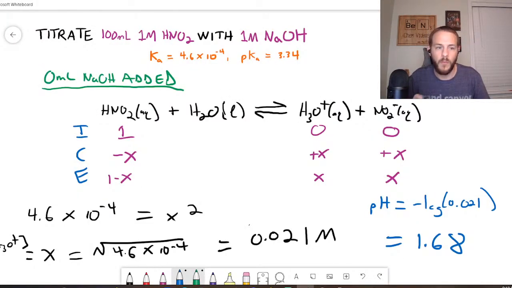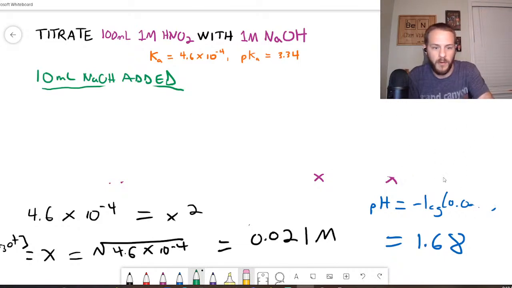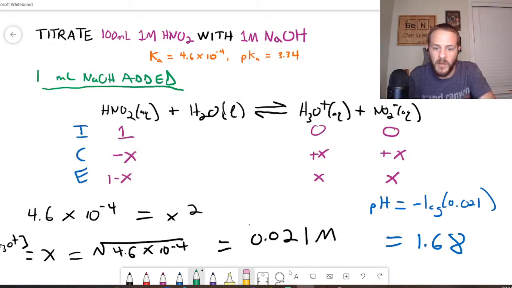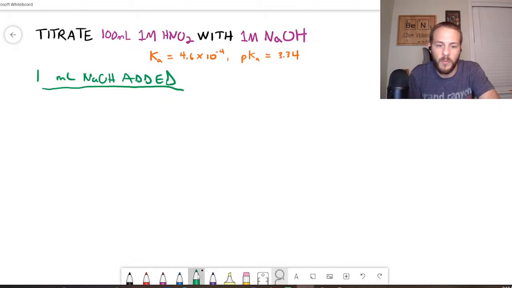So we started out with 0 milliliters added. Now we're going to do 10 milliliters. So what happens when we add 10 milliliters, and how do we calculate the pH of such a solution? So I'm going to erase all of this stuff. We no longer... Oh, no. I didn't mean to do all that. Every time I use that eraser tool, I'm always erasing things that I wasn't trying to erase. I think the lasso tool does a better job.